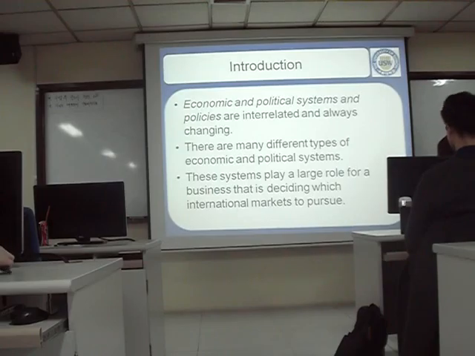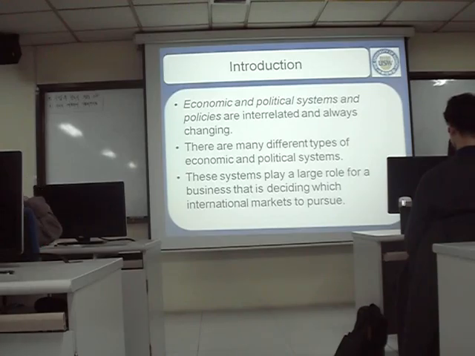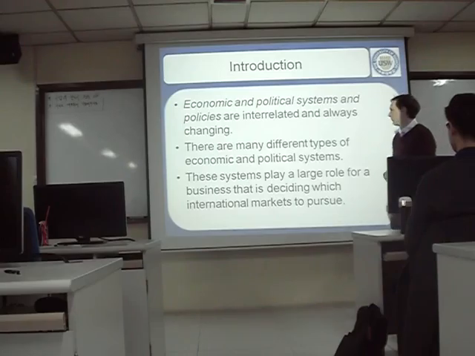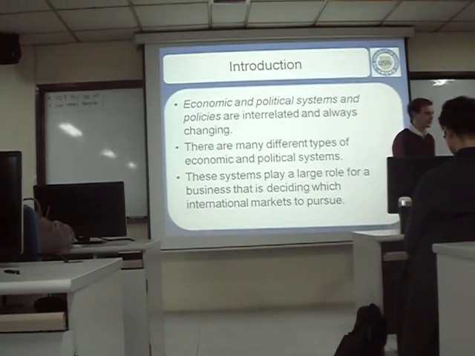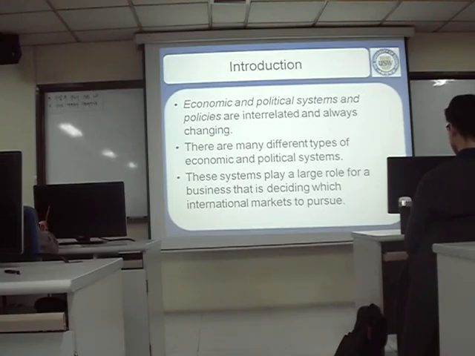So a very simple example. If we look at economics, right? Let's say we look at GDP per capita, people per capita. So you're deciding to sell some face cream. So which country do you think is better to sell your face cream in? The United States with a high GDP per capita, or in Somalia with a low GDP per capita? Which country is going to be better to sell your face cream? The US, right? So that's a very simple example of how a different economic system can affect which international market we are going to enter.